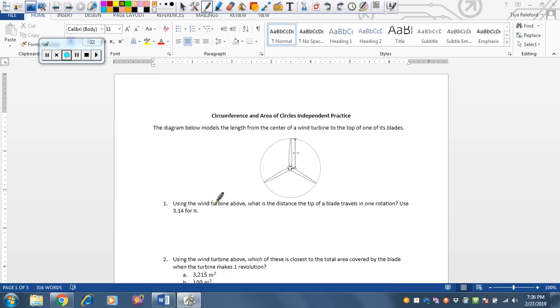So number 1 says, using the wind turbine above, what is the distance the tip of the blade travels in one rotation? So rotation is going around. If we talk about the tip of the blade, that's out here, and it's going around, and we're talking about the distance it travels, that's not square meters, right? It's circumference. So you're going to start with the circumference formula.